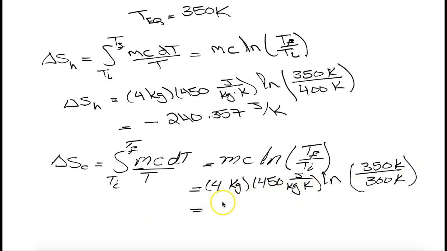Do this and you get a positive 277.479 joules per Kelvin.